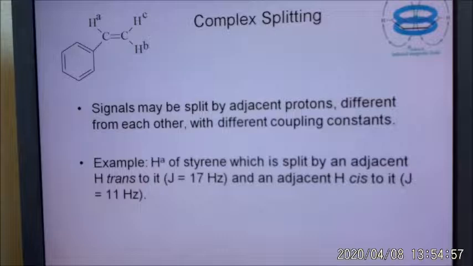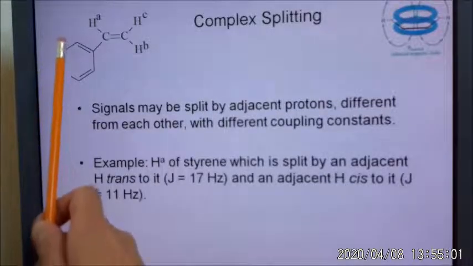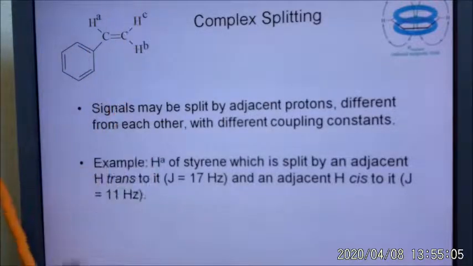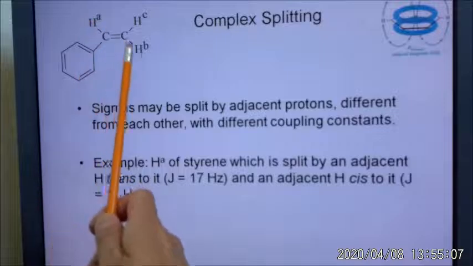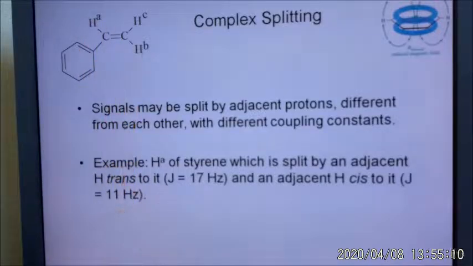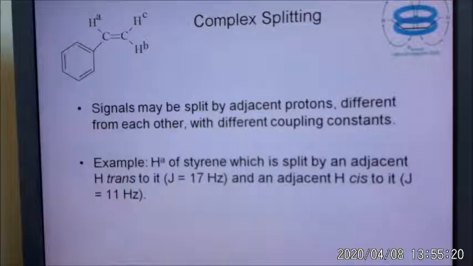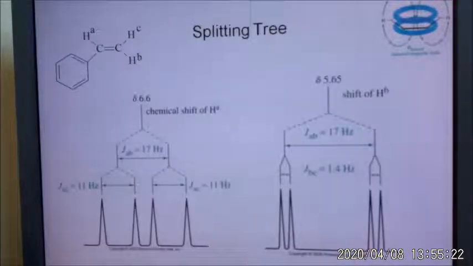Okay, so you can get complex splitting, because now look at this: these are geminal, that's 2 hertz apart. These are cis, this would be 10 hertz apart, right? And isn't this like 12 hertz apart or larger? Oh, 11 and 17. So let's take a look. Let's see, I said 12, 15, 10 and 15. Okay, 11 and 17 for styrene. Let's take a look at the splitting tree.